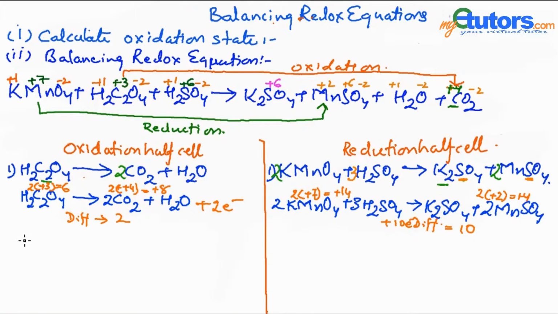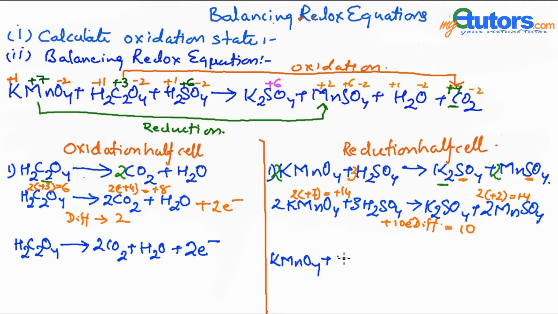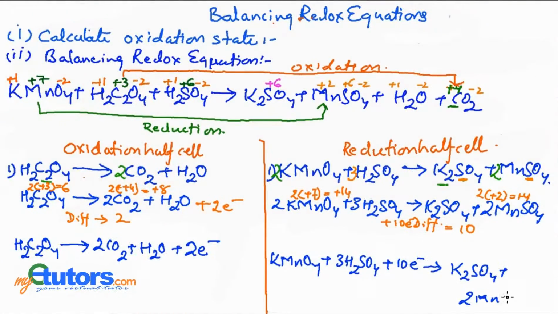Similarly, in the case of potassium permanganate, there are 2 manganese ions, so the total oxidation state of manganese on the reactant side is plus 14, and the total oxidation state of manganese in the product would be plus 4, so the difference is 10 electrons, so 10 electrons are added on the reactant side. So I am again rewriting the above equation with electrons. After balancing electrons, we would use the medium which is present in the redox equation to balance hydrogen and oxygen.